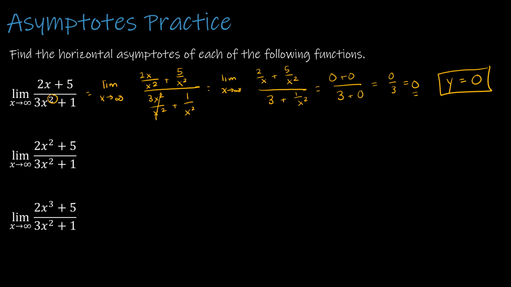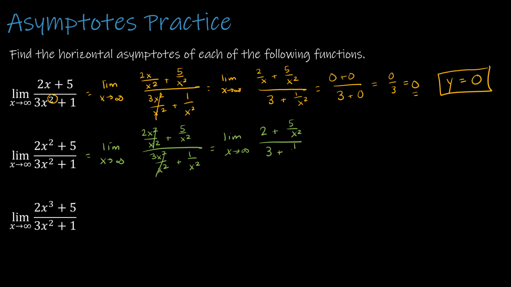Next, let's look at the limit as x approaches infinity of 2x squared divided by x squared plus 5 divided by x squared, divided by 3x squared divided by x squared plus 1 divided by x squared. So again, doing some cleanup. I'm getting limit happy here. Limit as x approaches infinity. This turns into 2 plus 5 divided by x squared, and then 3 plus 1 divided by x squared would give me 2/3, plus 0 plus 0. So we get 2/3, which means y equals 2/3 is my horizontal asymptote.